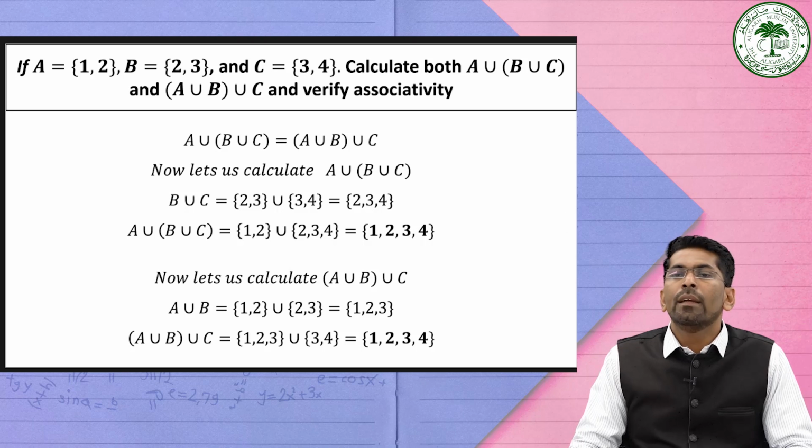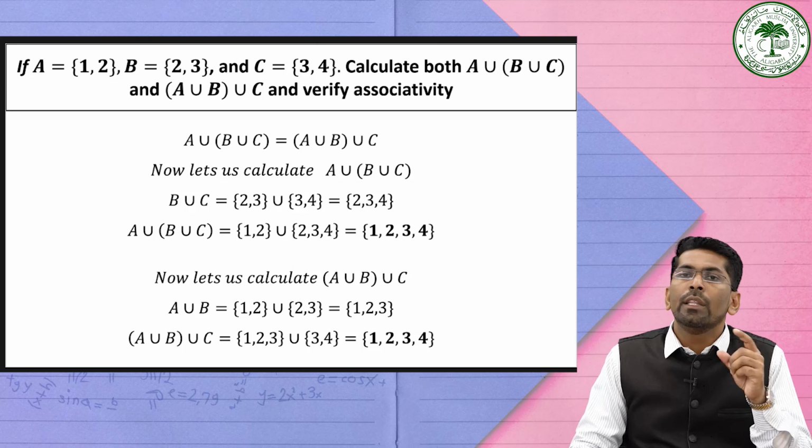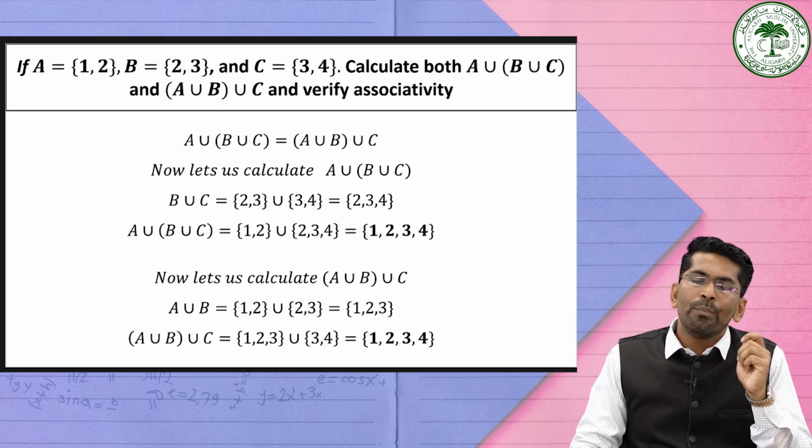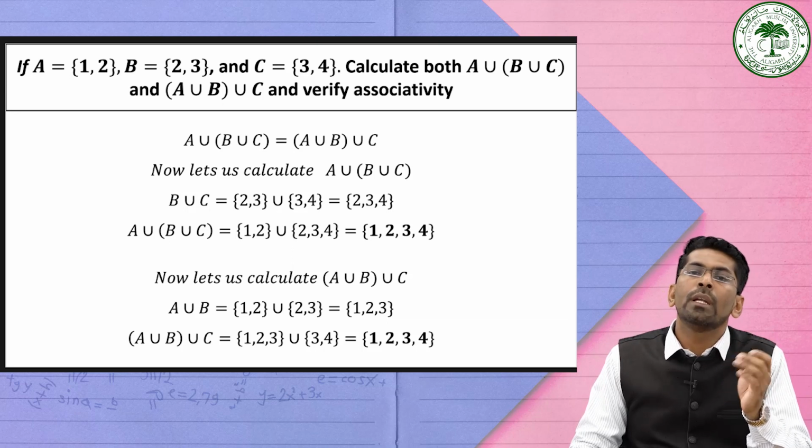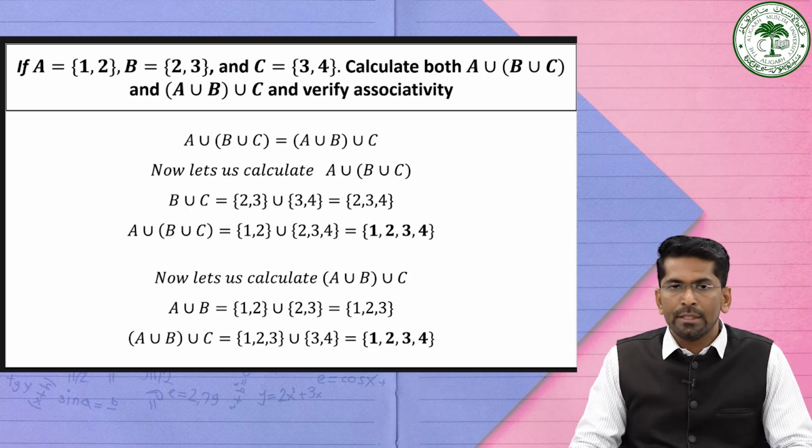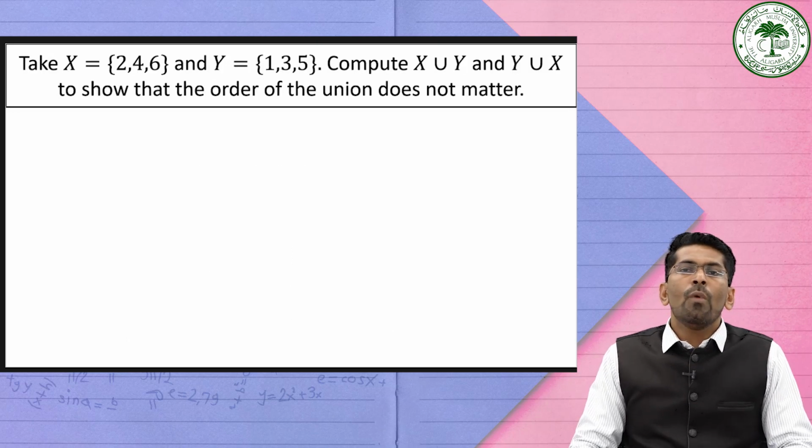So we can say that the union of sets is associative. It shows that the grouping of sets when performing the union operation does not affect the result. We have one more example.